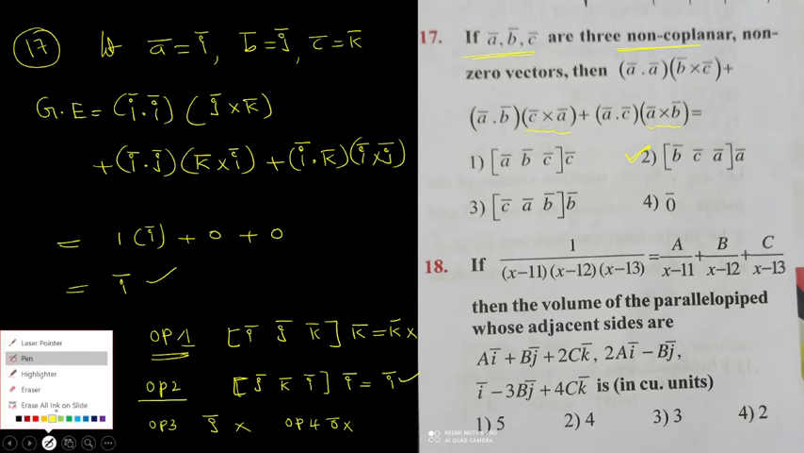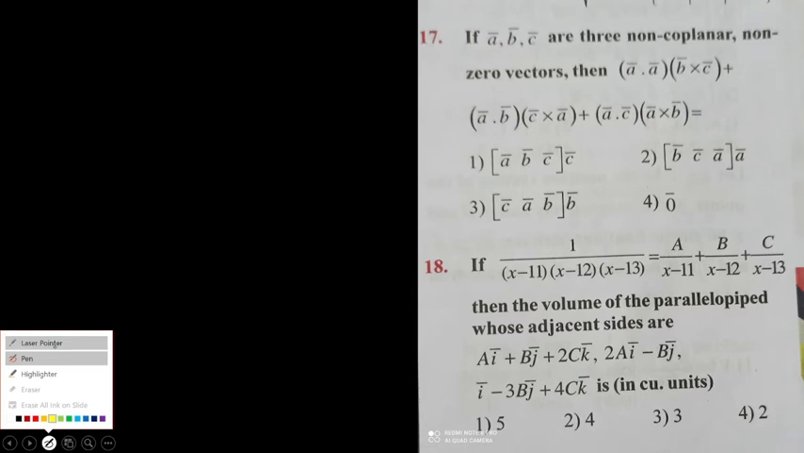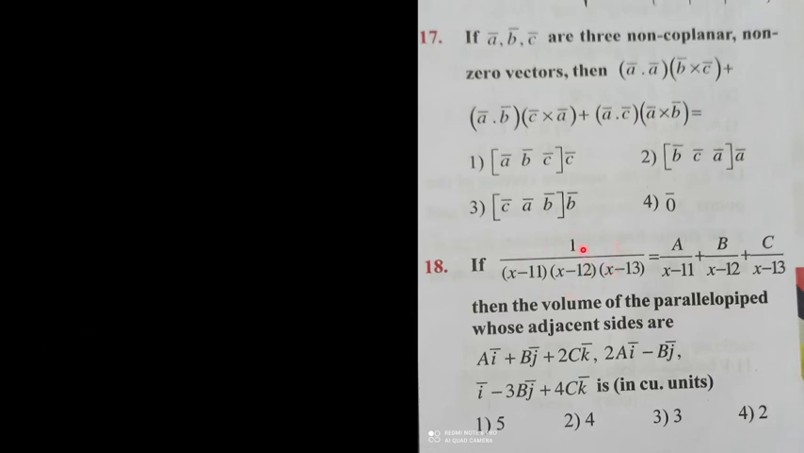Next, question number 18. Easy question. The expression is given: 1 by (x minus 11)(x minus 12)(x minus 13) equals a by (x minus 11) plus b by (x minus 12) plus c by (x minus 13). Then find the volume of the parallelepiped whose adjacent sides are given. Volume means you have to find the box value. First the unknown values a, b, c must be found. After finding a, b, c, you can find the volume easily. The volume of the parallelepiped is the box of a bar, b bar, c bar, you know.